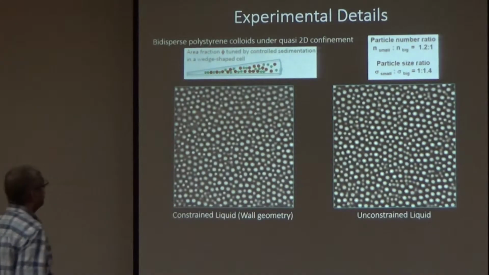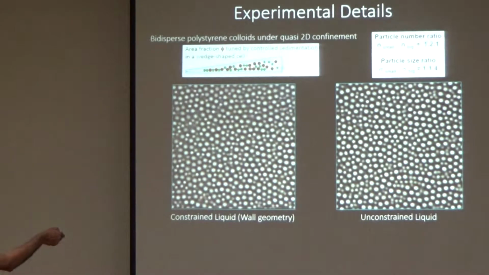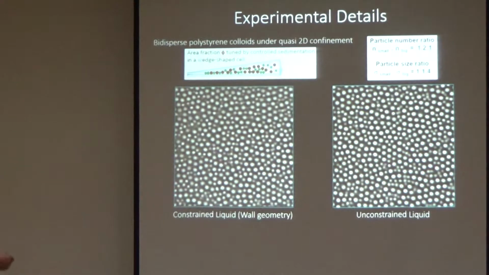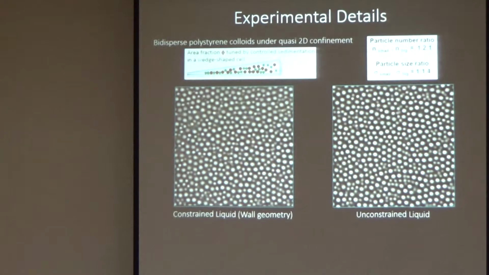The goal is, of course, how do you do this in an experiment? So this is our experimental system: bidispersed particles. We're going to do 2 experiments, one in which we freeze a wall, and one in which we have the free liquid, just so that we can compare. We have a binary system so that it forms a glass.